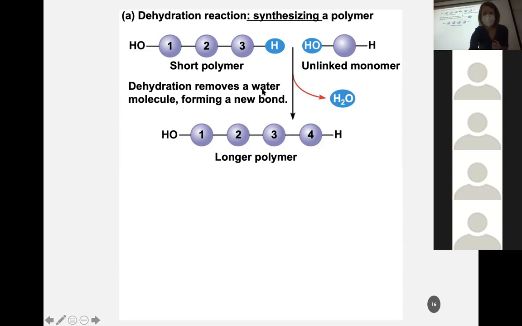So for you guys on Zoom here, this H and OH, that's going to make water. So pull that out. It's just a byproduct, and then that allows that 3 subunit to bond to this new unlinked one. So you have the 3 to the 4 down here. Does that make sense? Okay, you're pulling water out. That means you can then stick those 2 individual pieces together.